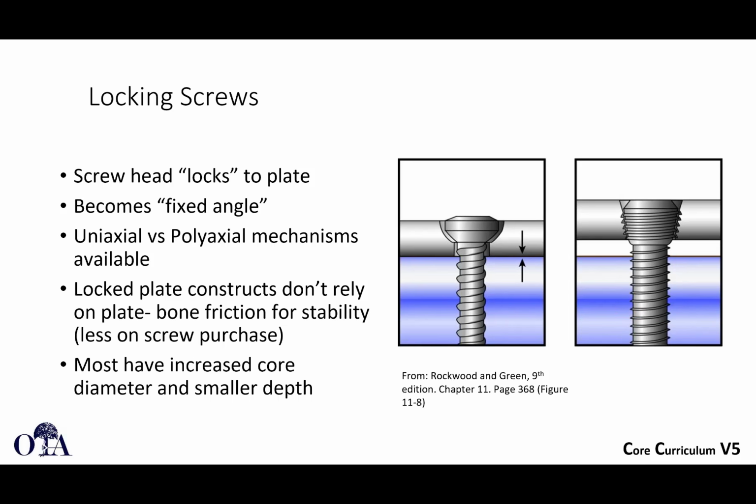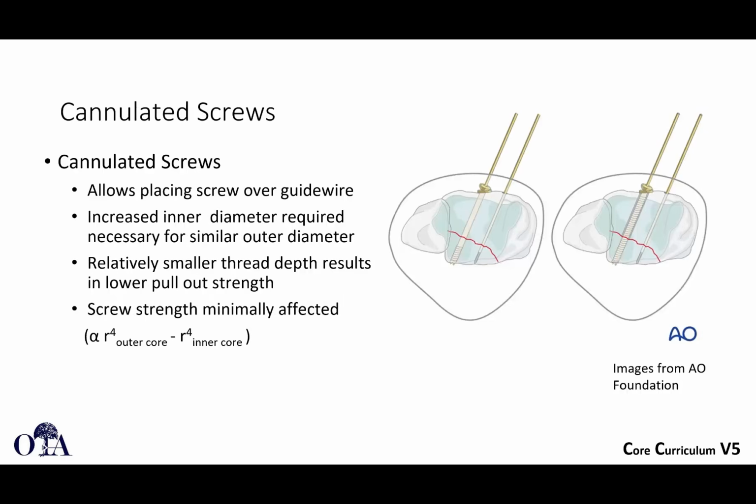A locked plate construct does not rely on plate-bone friction for stability. So here you can see there's no gap, right? This plate comes down to the bone. Here, there's a gap, right? So this plate, if it's put in with all locking screws and there's no clamp to bring the plate down to the bone, the plate can sit like this, in what we'll call an internal-external fixator type design.